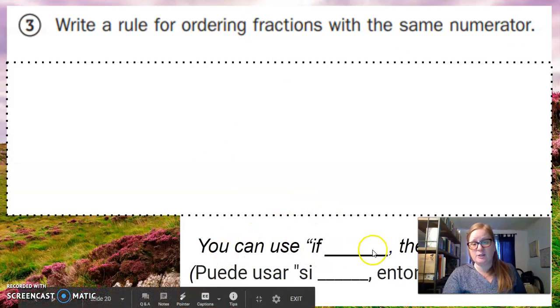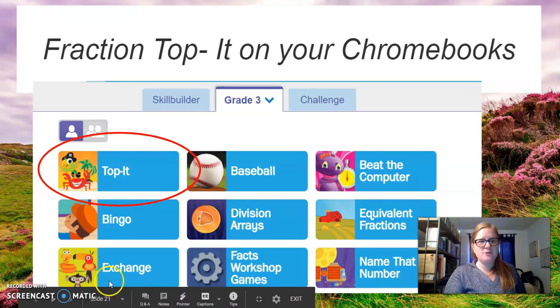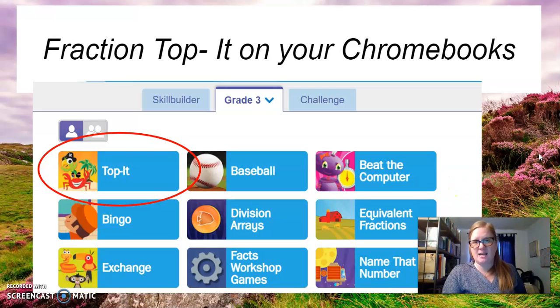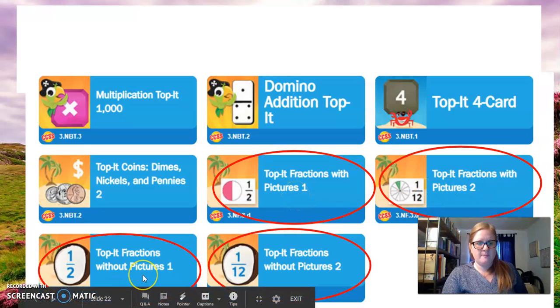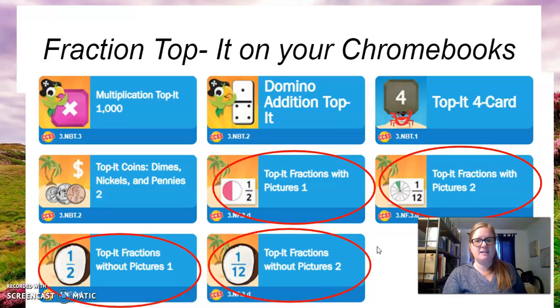And like I put here, you can use if, then. If, then. Okay? So, after you're done with that, you're going to play Fraction Top-It on your Chromebooks on Everyday Math Games. You click on Top-It, and then you could go to Top-It Fractions with Picture 1, Picture 2, without Picture 1, without Picture 2. All very fun, very challenging, and so I hope you enjoy that as well.